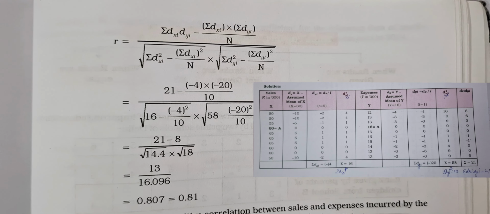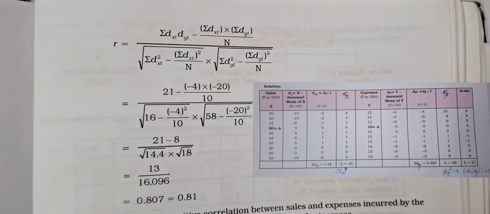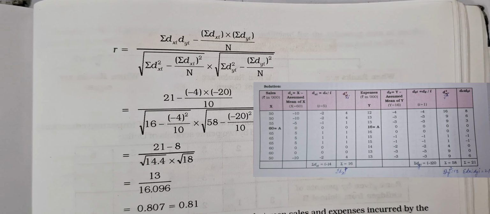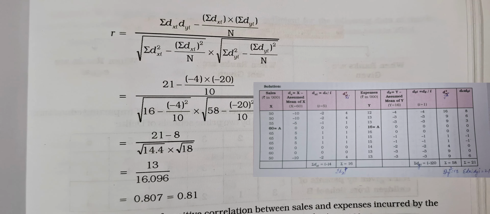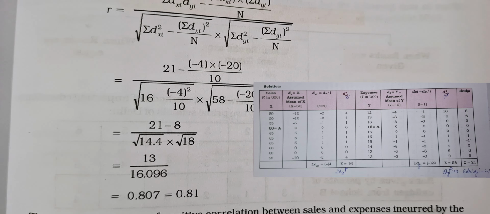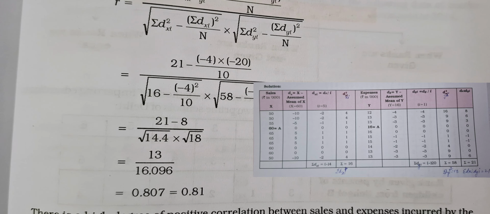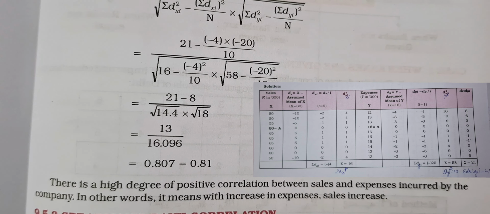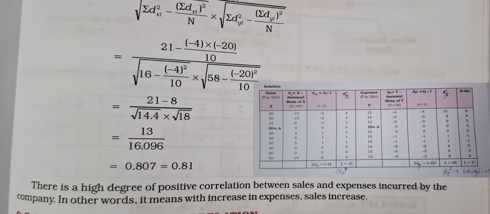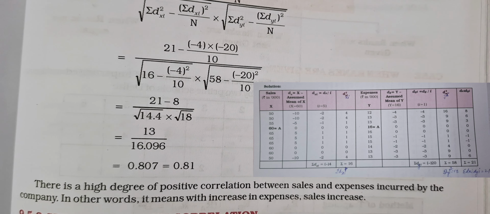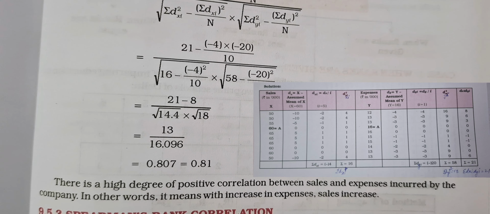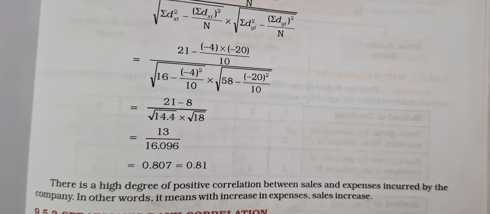After finding all the values from the nine columns, now we will write down the formula and fill it up, and we will solve the answer. And we are getting the positive value 0.81. So we can write, there is a high degree of positive correlation between sales and expenses incurred by the company. In other words, it means that with an increase in expenses, sales increase.